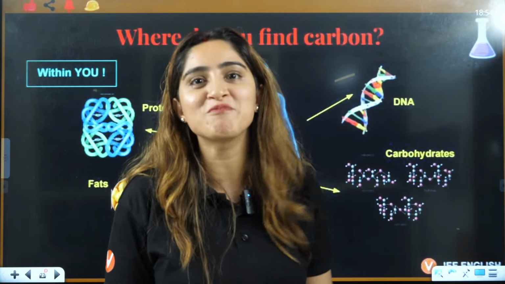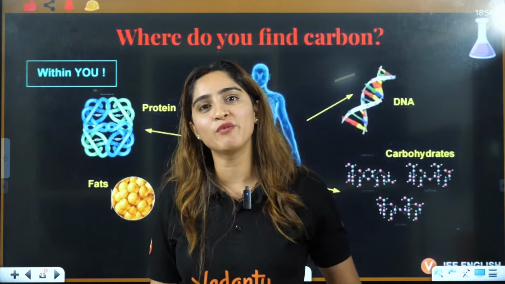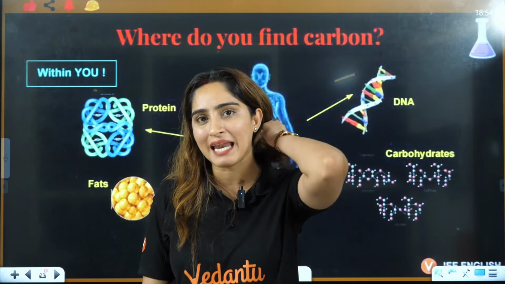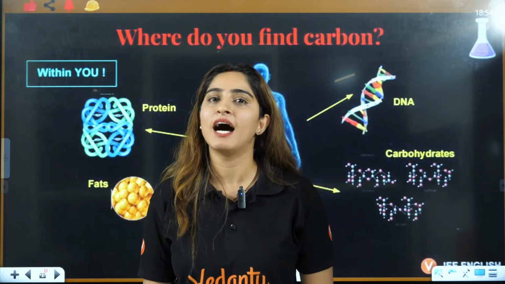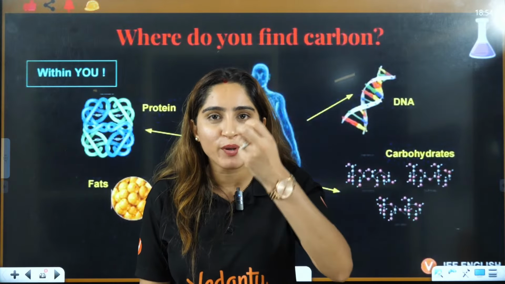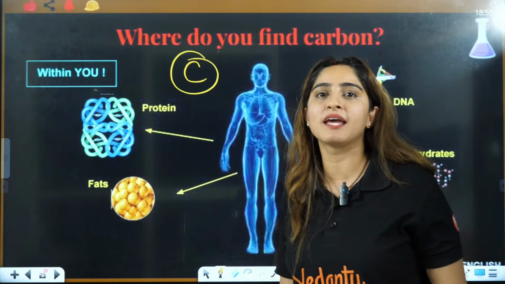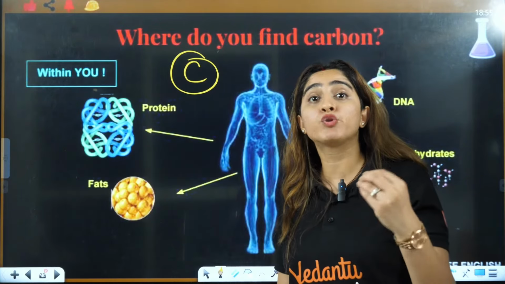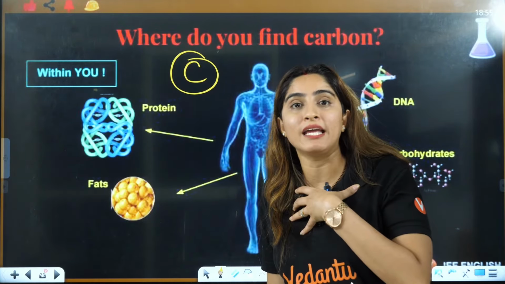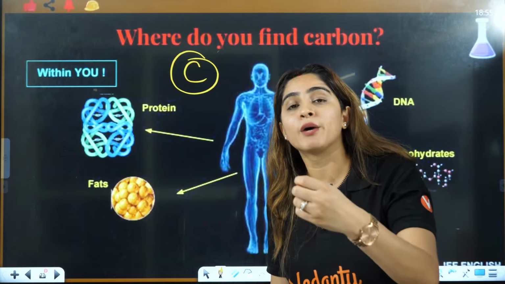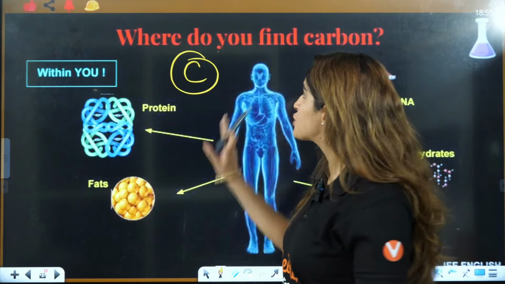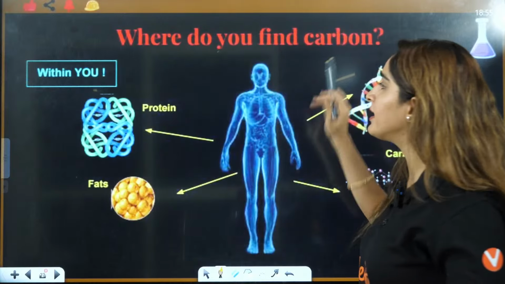Ma'am, but I am not black, ma'am. You're saying I am made up of carbon. Carbon is, ma'am, totally a black color compound, right? I am not saying you are made up of pure carbon like coal. I am saying that you are made up of those compounds in your body that are made up of carbon, right? So let's say, where do you find carbon?